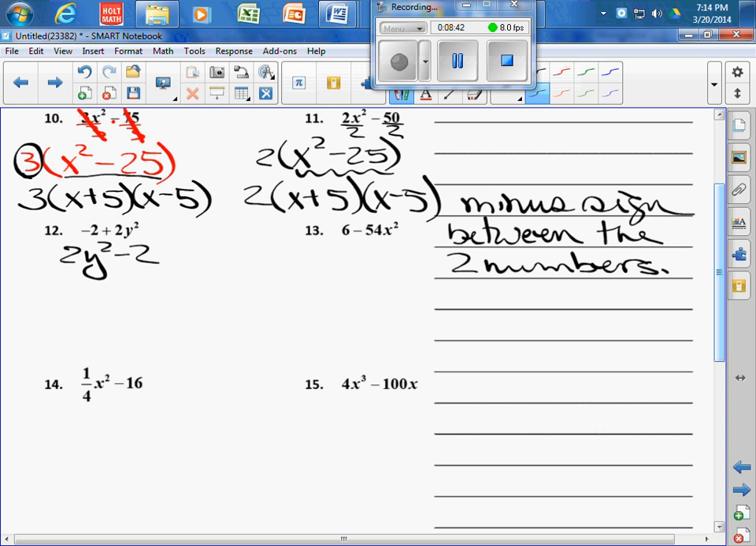And now we're going to look for a GCF. What is it? Well, it's 2. So we're going to have 2 times the quantity, that's right, y squared minus 1. y squared is a perfect square. 1 is a perfect square. It gets broken up into 2 parentheses: y and y, plus 1 and minus 1. Bring down the 2 and you're done.